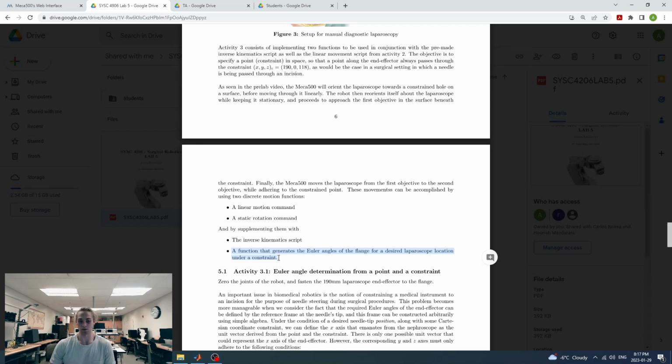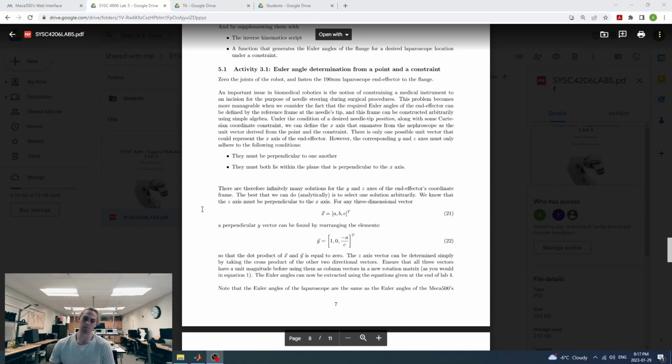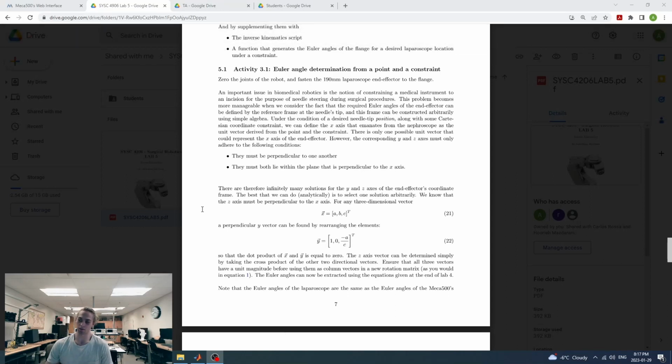This is an underdetermined problem, so there's a nice little cheat to get through that activity, which I'll show you guys. First we're going to look at how we can get the Euler angles of the tip of the needle when it's underneath the constraint. Since we've got a desired location for the needle tip under the constraint and then the location of the constraint itself, we've actually already got the x vector for the tool reference frame, which we've denoted as having elements A, B, and C.